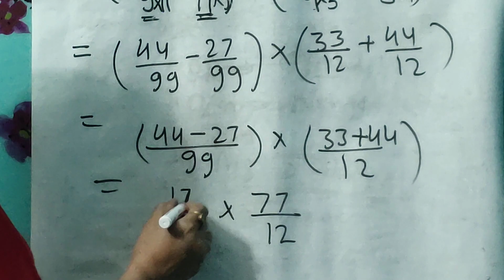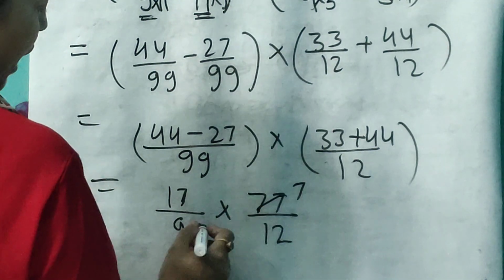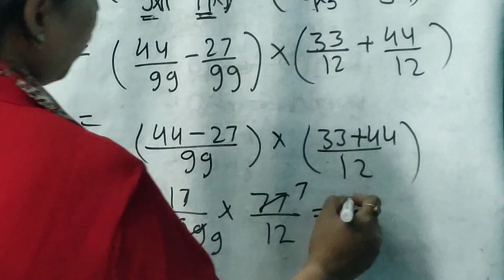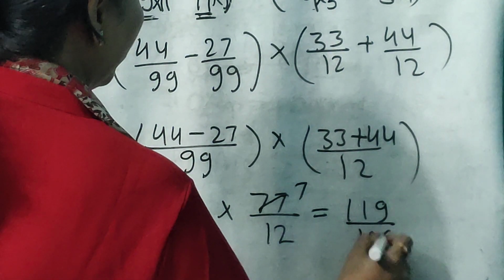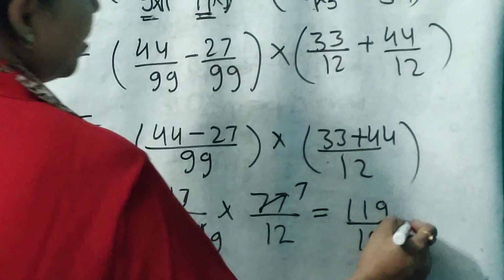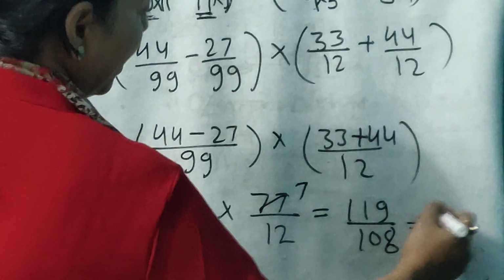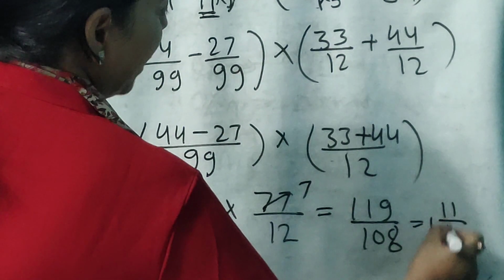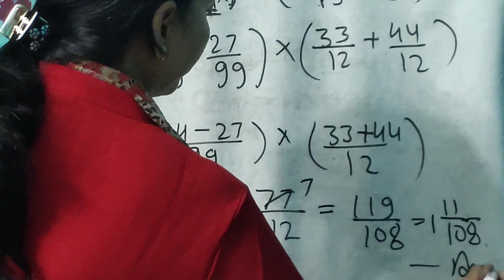So now you will divide by 11. 11 sevens are 77 and 11 nines are 99. 17 sevens are 119 and 12 nines are 108. So your answer is 119 by 108. You can change it into mixed form also. So 108 ones are 108 and 108 plus 11, 1 whole 11 by 108. So this is your answer.